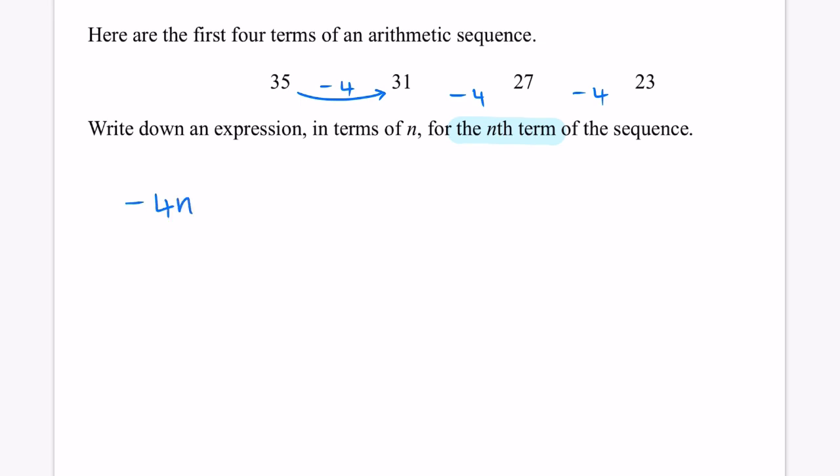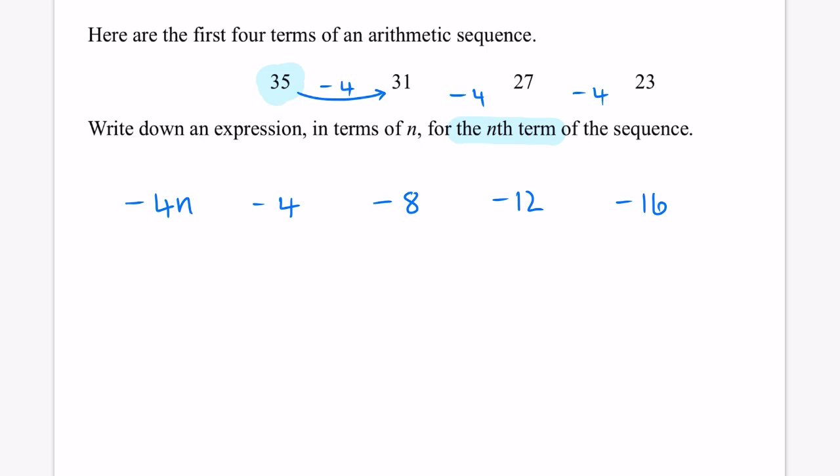And if we look at the first one, 4 times 1 is 4, but we're doing the negative. So negative 4 times 1, negative 4 times 2, negative 4 times 3, and negative 4 times 4. Okay, so the nth term for the negative 4 times table is minus 4n. So we don't want this sequence. We want the sequence in the top. So let's have a look.